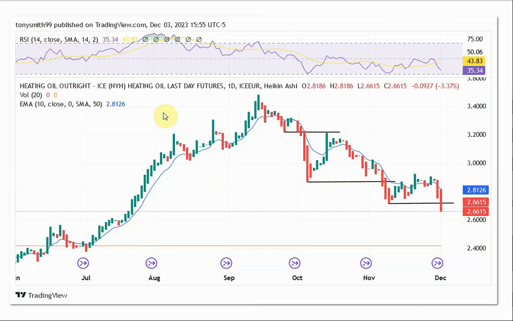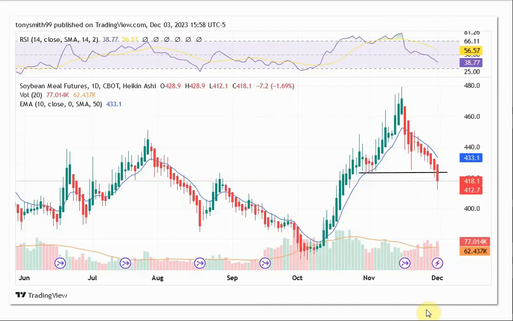Okay, that is again heating oil, and of course we want the weather to cooperate with us, which unfortunately we don't have any control over. Next is soybean meal futures. This one, again, pretty much straightforward here.